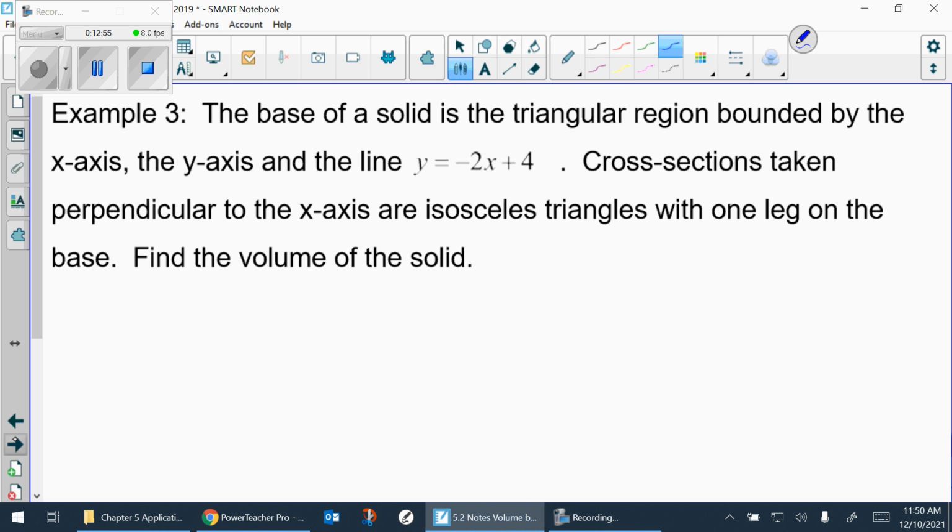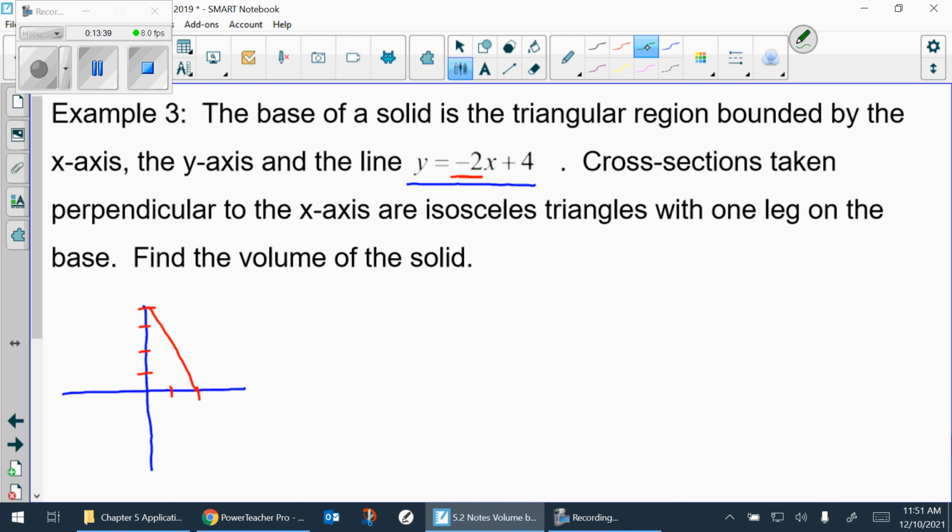Third example, we don't have a circular base. The base of this solid is a triangular region. It uses the y-axis and the x-axis, and the line y equals -2x plus 4. If I were to graph that line, I'd have a y-intercept of 4 and a slope of -2. And so I think we'd end up with a region that looks like that, using the x-axis, the y-axis, and that line.